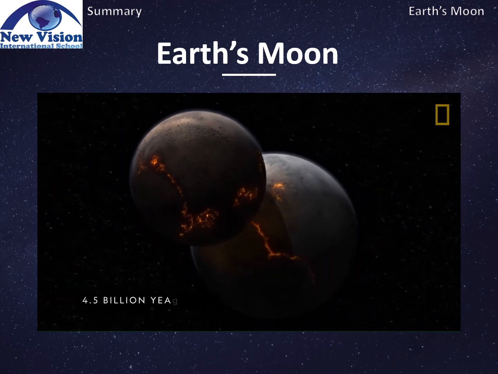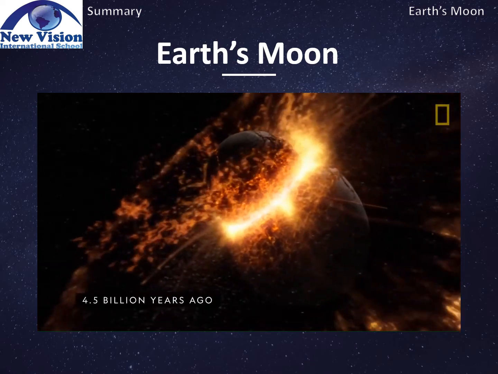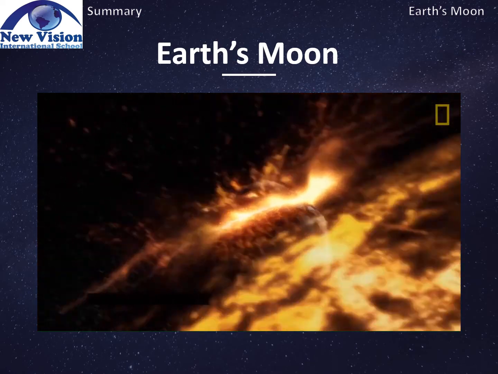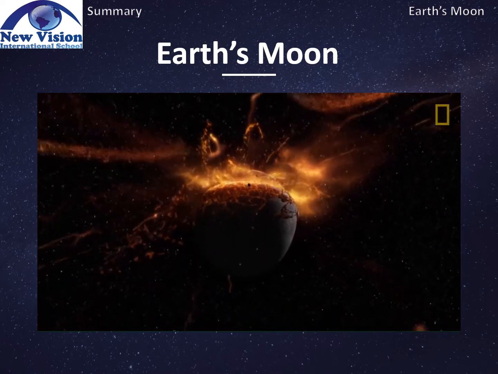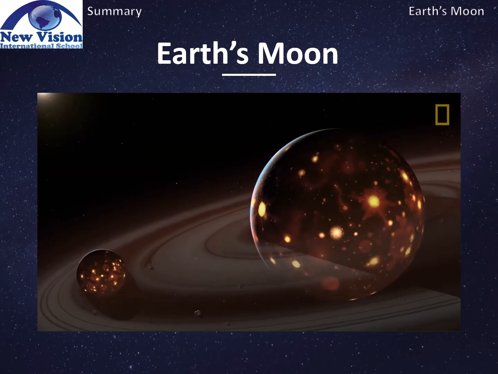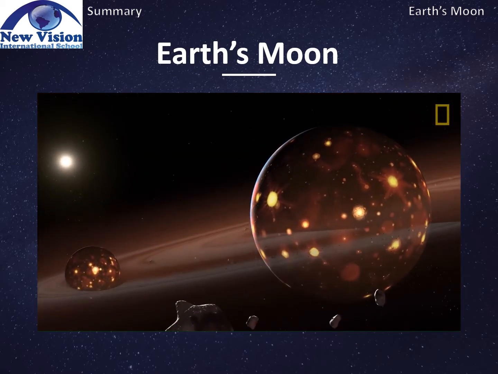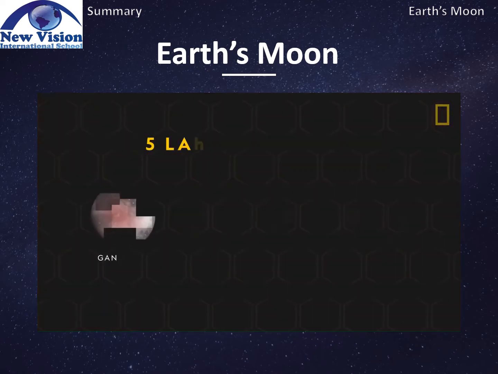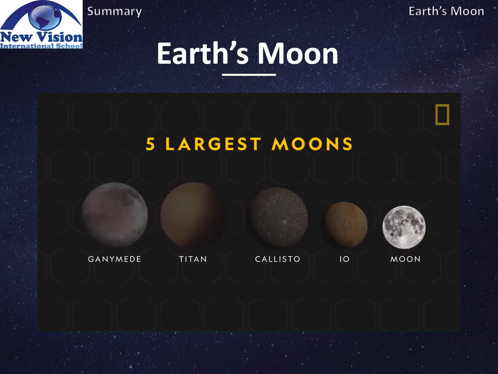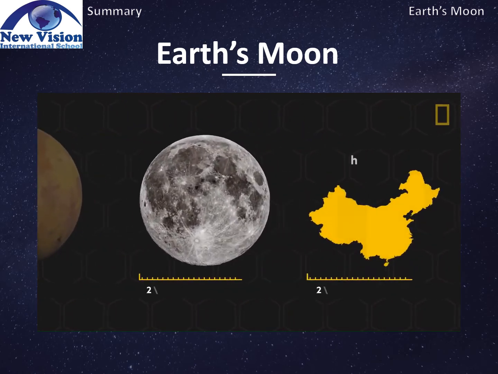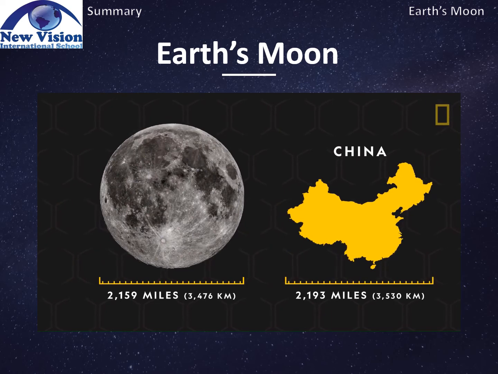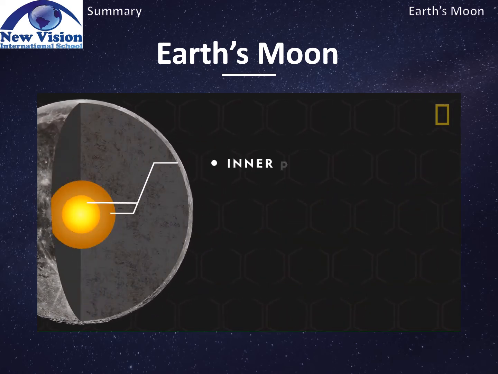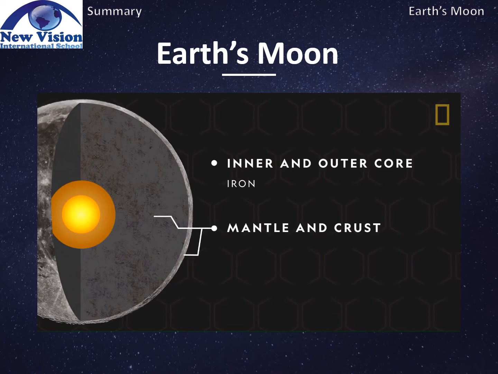The moon was formed about 4.5 billion years ago, when, according to one theory, the Earth slammed into another early planet. Debris from this collision began to orbit Earth and accumulated, forming today's moon. The moon is the fifth largest natural satellite in the solar system, with a diameter just under the width of China. It's composed of an iron-rich core, plus a mantle and crust containing minerals made of magnesium, oxygen, and silicon.